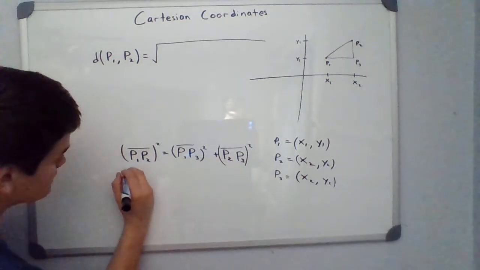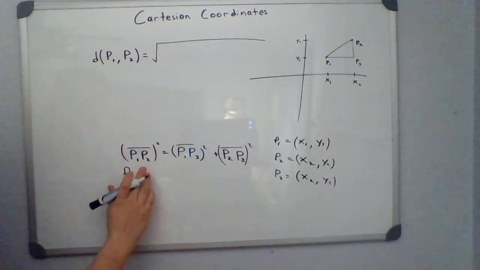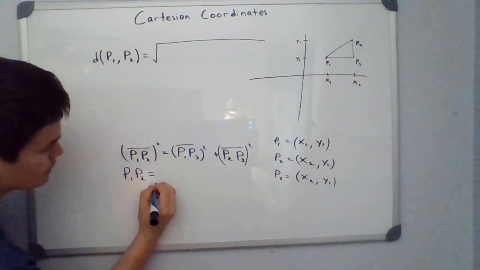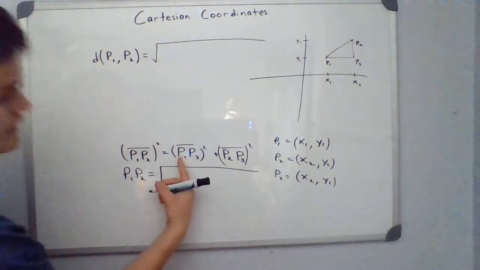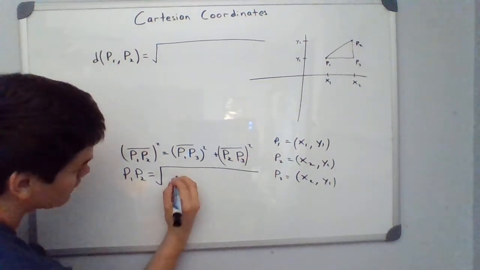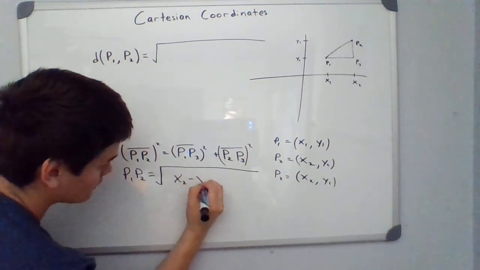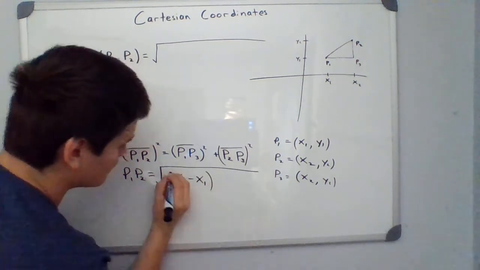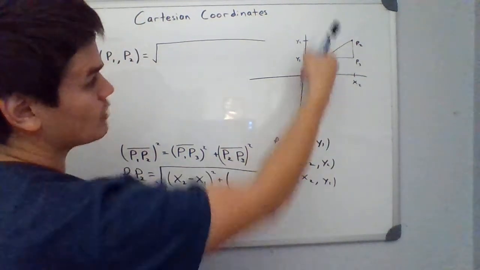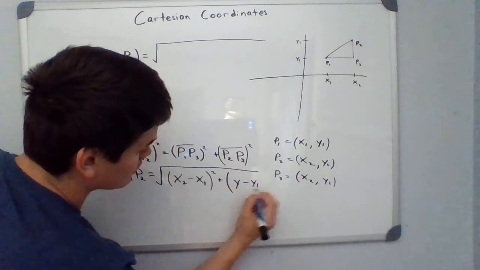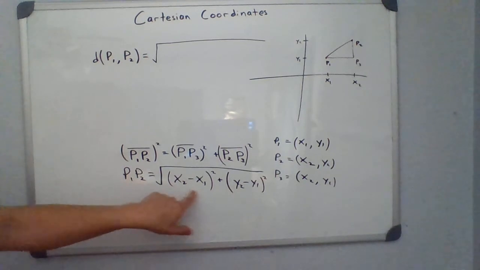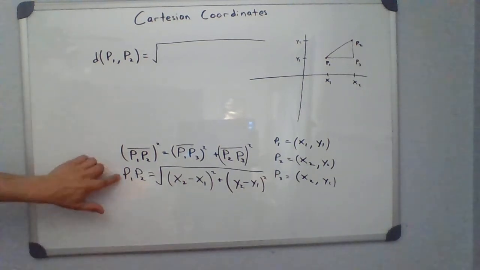Alright, so now P1, P2 is equal to the square root of, now what's P1, P3? Well, I could just represent that as x2 minus x1, the distance, squared, plus, and P2, P3, I can just represent that as y2 minus y1 squared. Alright, so now I have it in terms of x2, x1, and y2, y1. This is the distance, P1, P2.